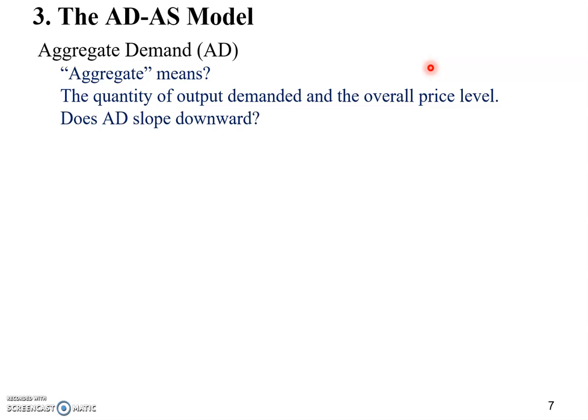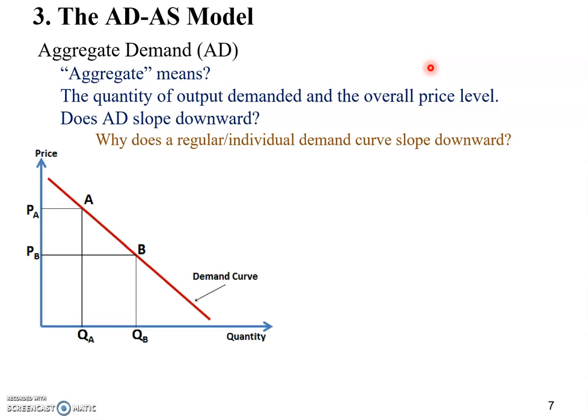Now, we all know that the regular demand curve slopes downward, right? Does the AD, aggregate demand, slope downward too? That's what we need to figure out. To be able to do that, let's recall why a regular or individual demand curve slopes downward. Let's use a graph to explain that.